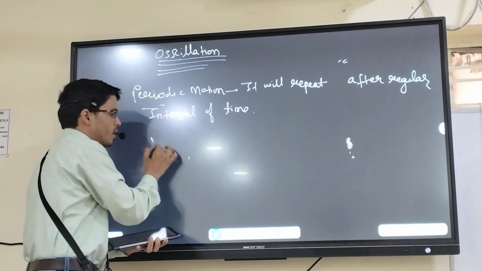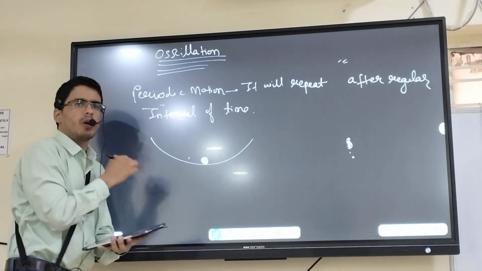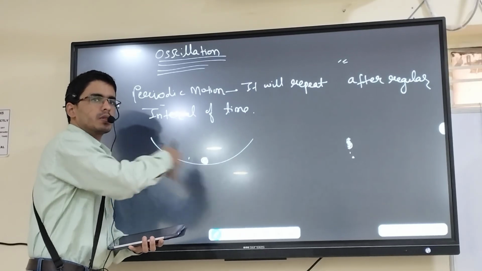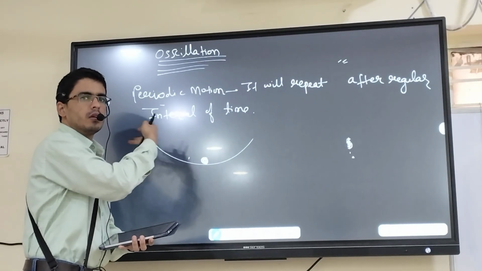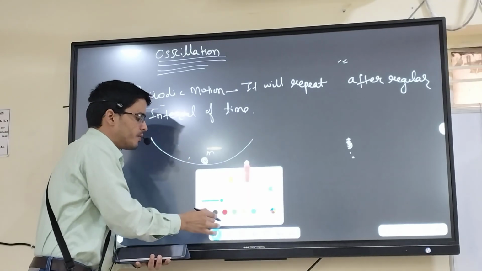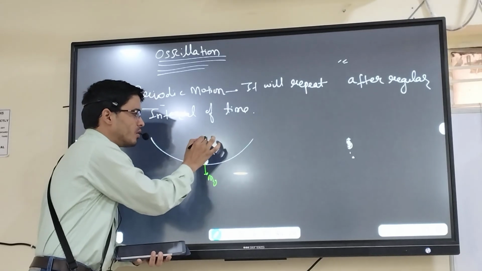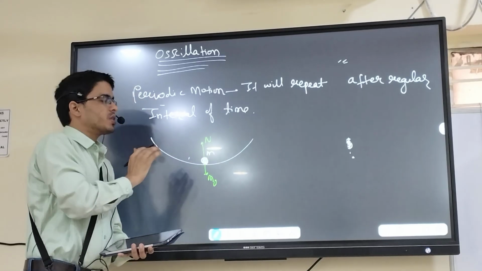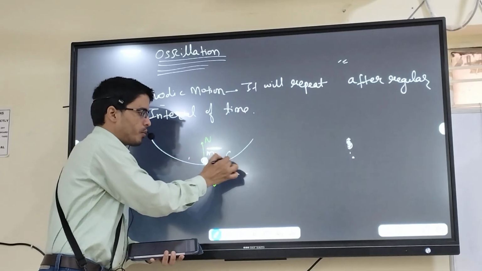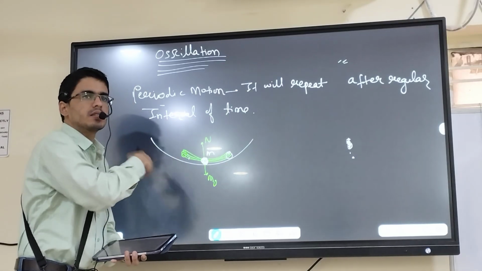Suppose I have one bowl, and here I have kept one small ball. Now if I make it oscillate, it will move to and fro. That is also called oscillation. Here the bowl and a small ball of mass m: initially how many forces? Downward mg, and the normal force due to contact. Suppose I apply some small force. It will oscillate now, going up to here and then here. So that is also called oscillation.